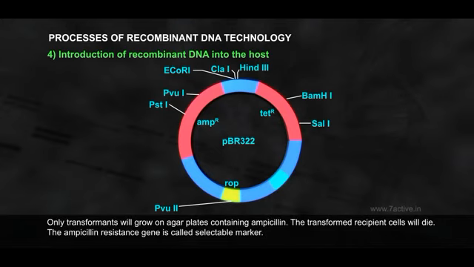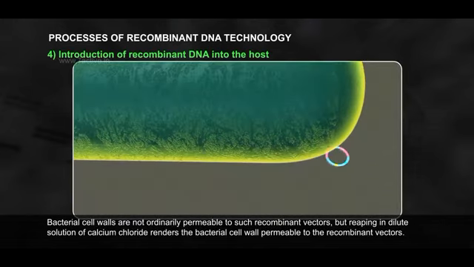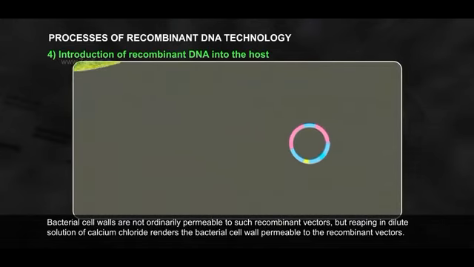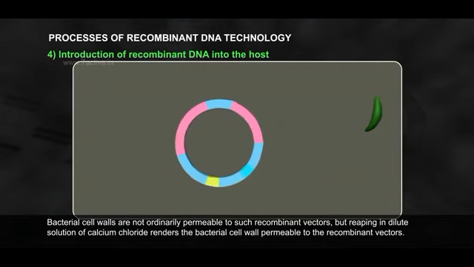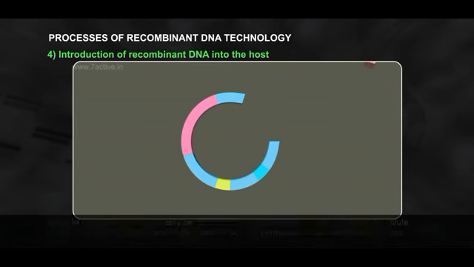Only transformants will grow on agar plates containing ampicillin. The non-transformed recipient cells will die. The ampicillin resistance gene is called a selectable marker. Bacterial cell walls are not ordinarily permeable to such recombinant vectors, but treating with a dilute solution of calcium chloride renders the bacterial cell wall permeable to the recombinant vectors.